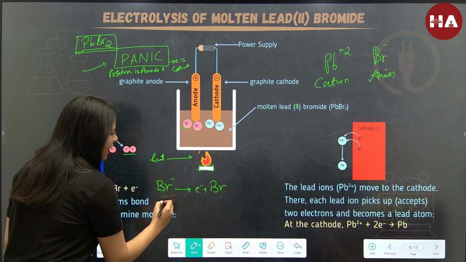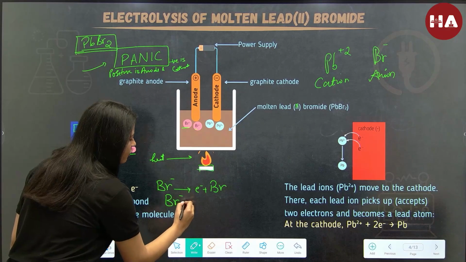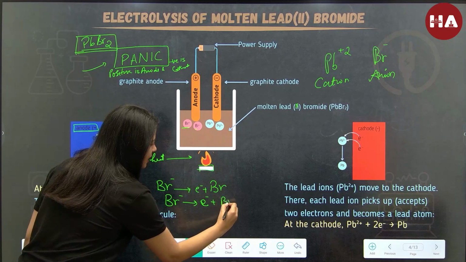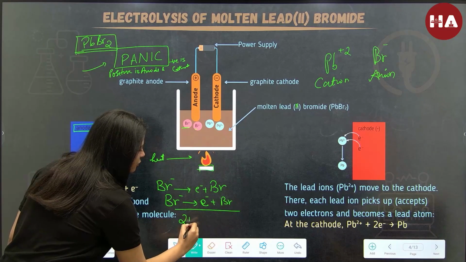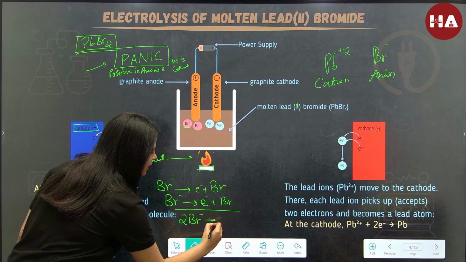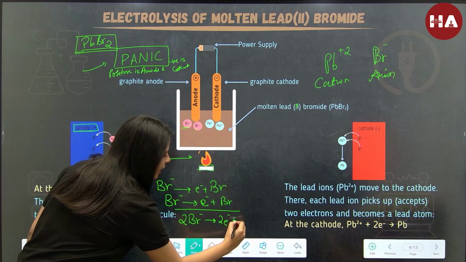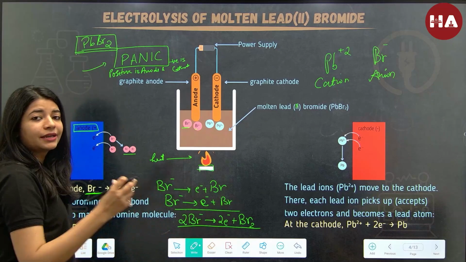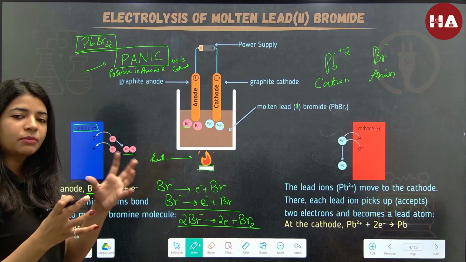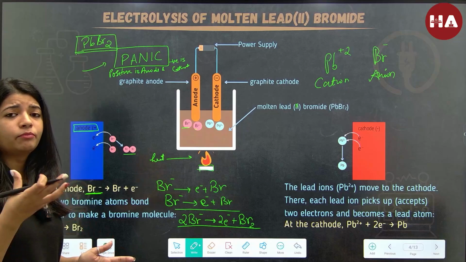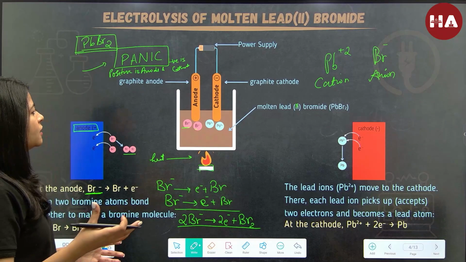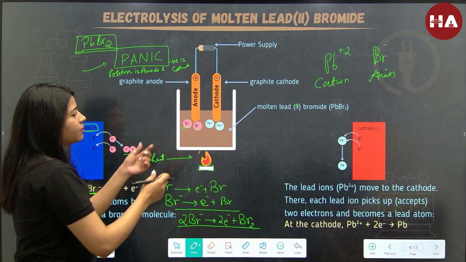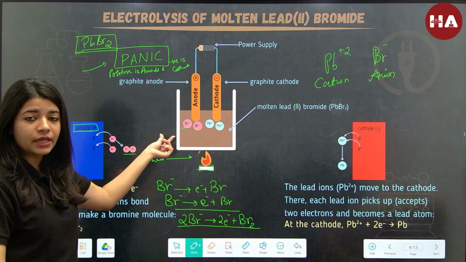If I write it for 2 Br anions and then add this reaction, I can get 2 Br minus gives 2 electrons and it forms Br2, because Br is a diatomic molecule. So Br combines to form a bromine gas. So reddish brown bromine gas will be evolved at anode. Why? Because bromine is losing electron.